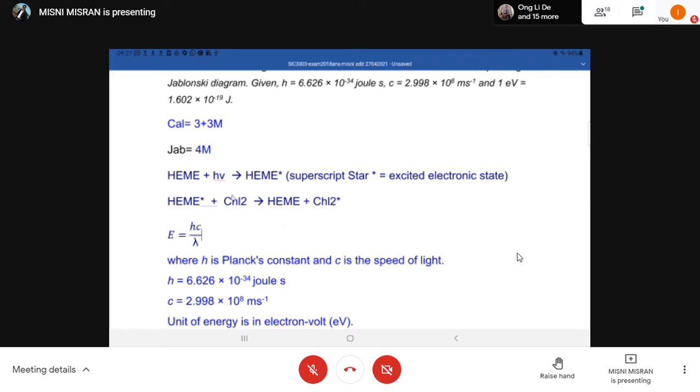So the heme has the chlorophyll, and you can write CHL, it doesn't matter. You have the transfer to the chlorophyll, and the chlorophyll becomes excited.